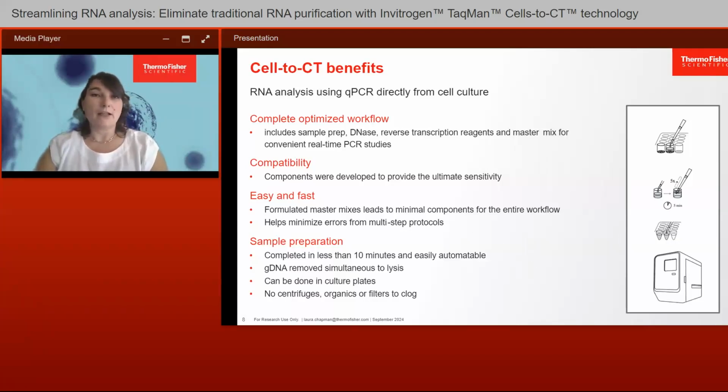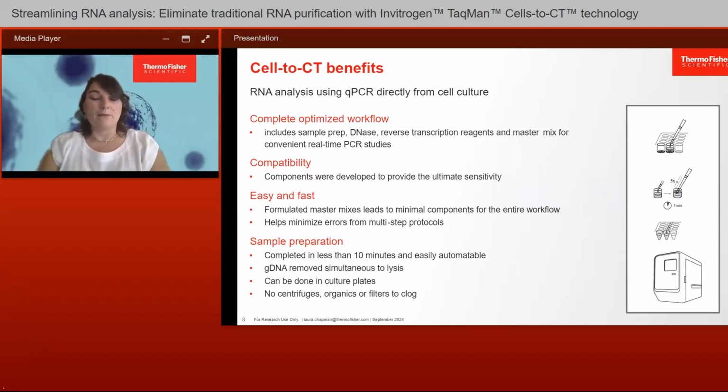And it's easily automatable. As I mentioned, everything's at room temperature, so that makes it very easy to add onto liquid handlers, and you don't have to transfer into different incubators for heating or anything like that. The genomic DNA is also removed simultaneously with that DNase that you add into the lysis buffer. So your RNA is prepared while the gDNA is being removed.